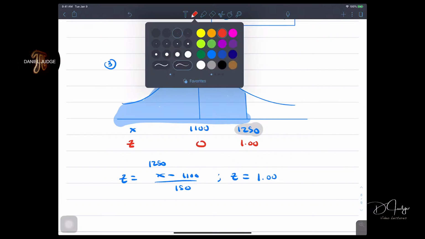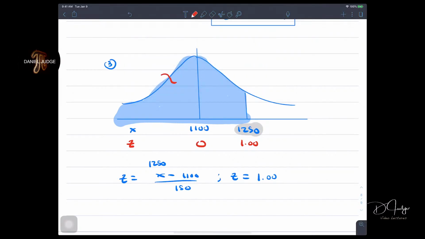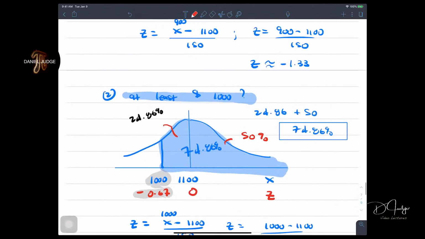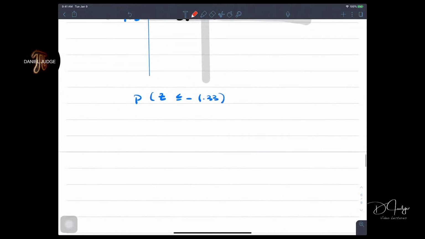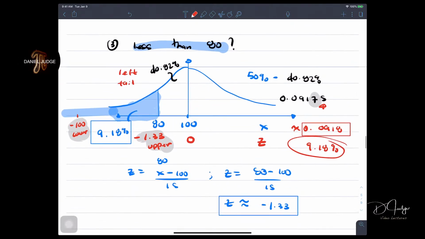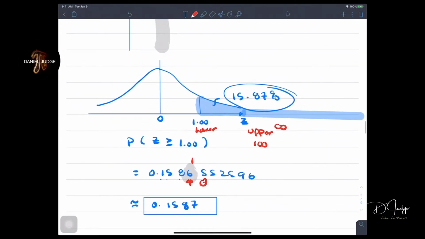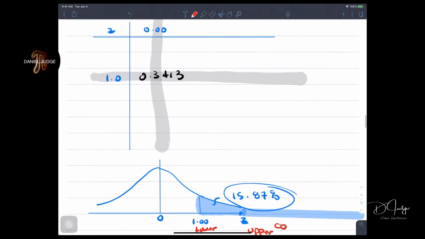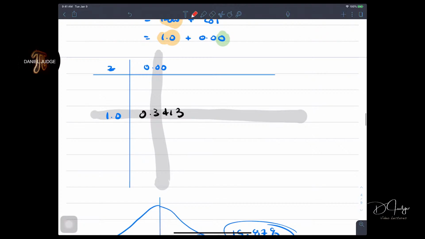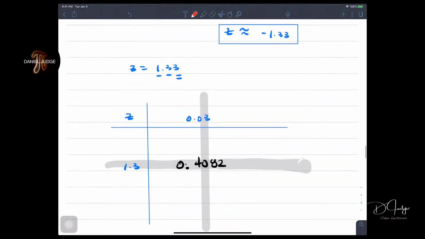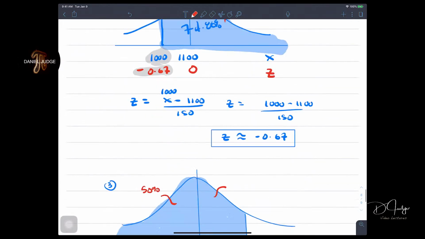Remember, the portion to the left here is 50%. We need this portion here, from 0 to 1. Now, since we already have that, let's go back and use it. 1.00, let's find out what that was here. There we go, 0.34. Here it is, 34.13%. Thank you. So 34.13% goes right up in here.